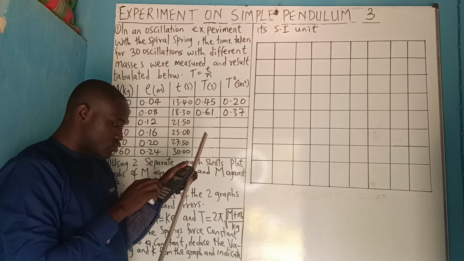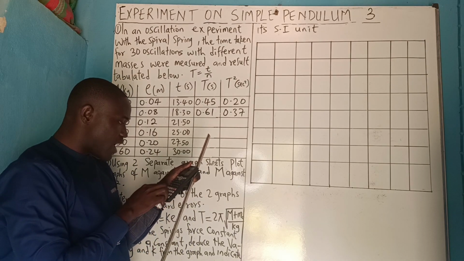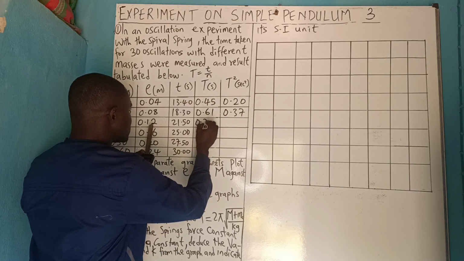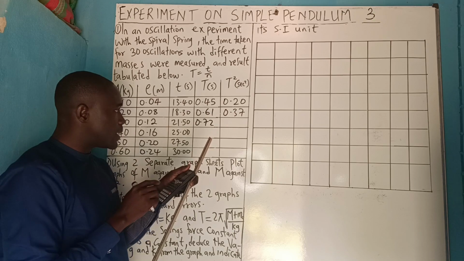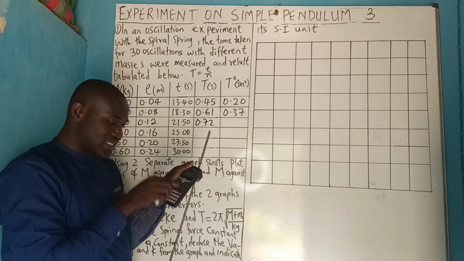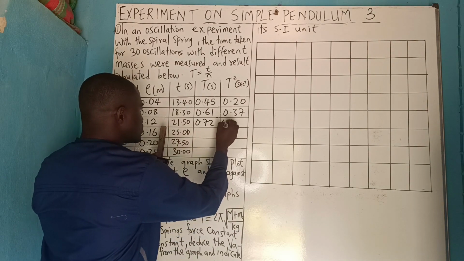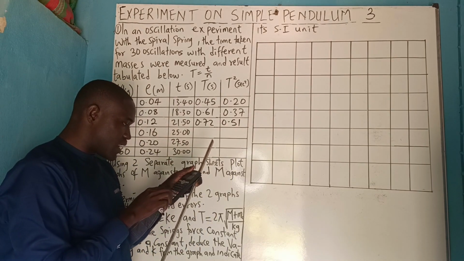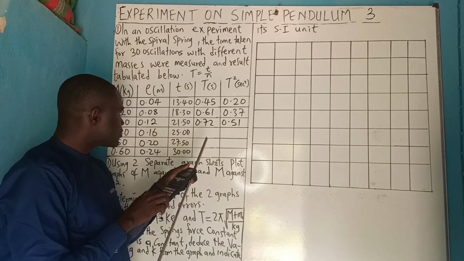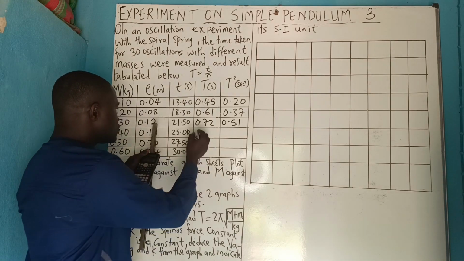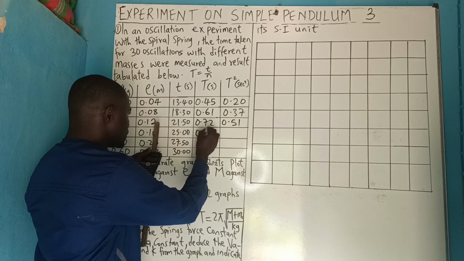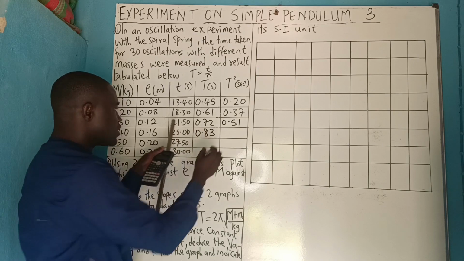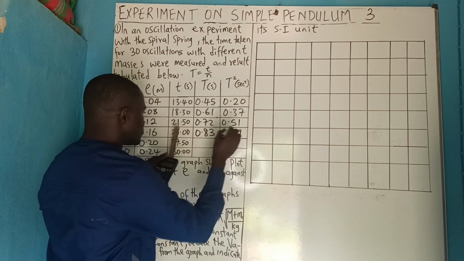Then 21.5 divided by 30, that will be giving you 0.72. Okay, square it as it is in the calculator, you will be having 0.51. 25 divided by 30, we'll be having it to be 0.83. Square it as it is in the calculator, we'll be having it to be 0.69.